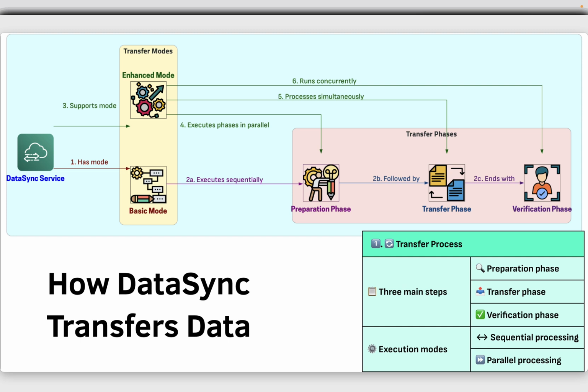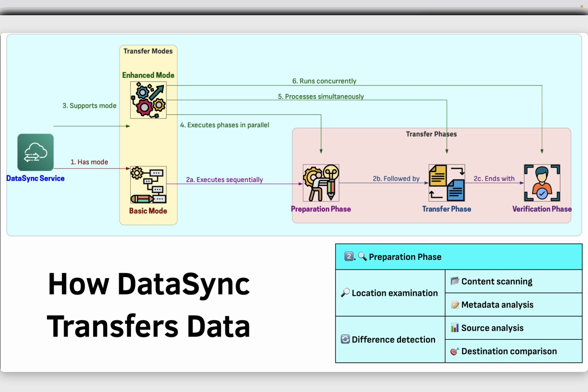So how does DataSync transfer data? First one is the transfer process. During the task execution, DataSync goes through a series of steps: preparing, transferring, and verifying your data. The way it carries out these steps can be either one after another, sequentially, or at the same time in parallel, depending on how you have set up the task options.